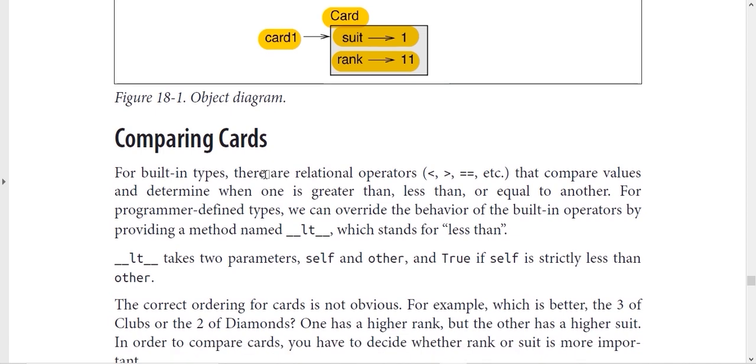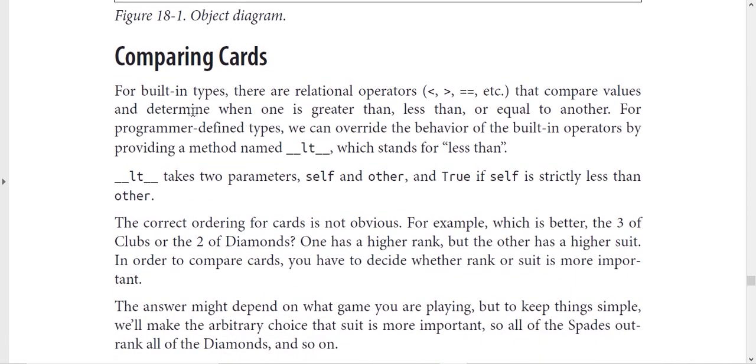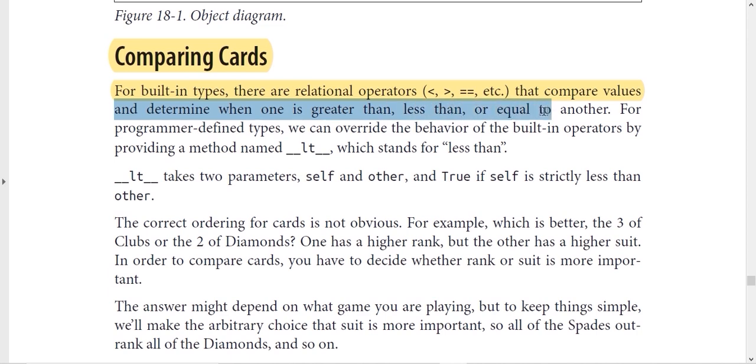Then let us move on to comparing cards. In comparing cards, we will take two cards as two objects and send them to a function or a method. Here, how can we define whether one card is greater than or less than the other card? For built-in types, there are relational operators, the greater than, the less than, and the equal, etc., that compare values and determine whether one is greater than, less than, or equal to another.